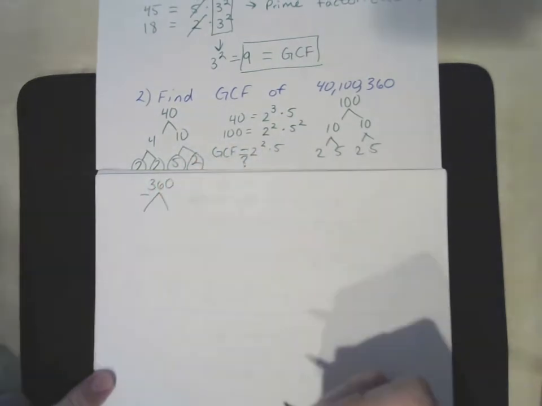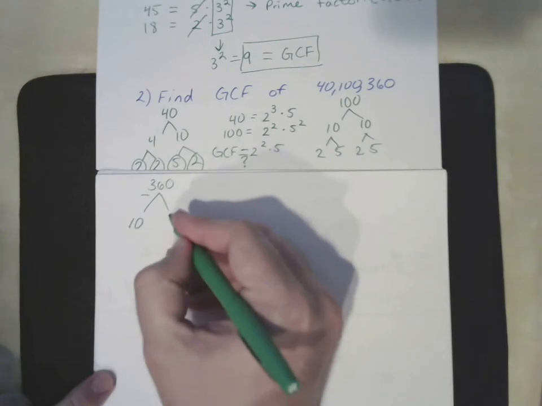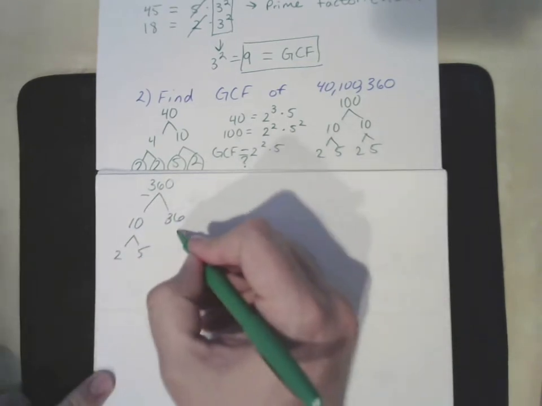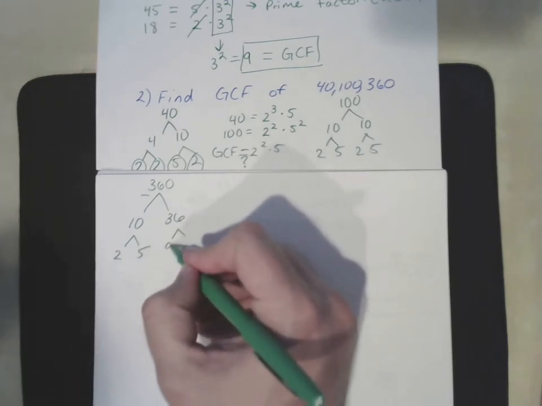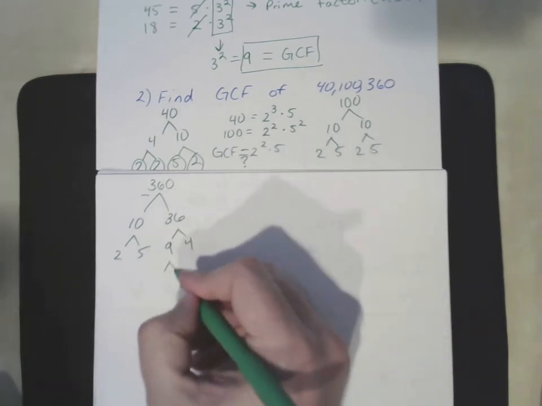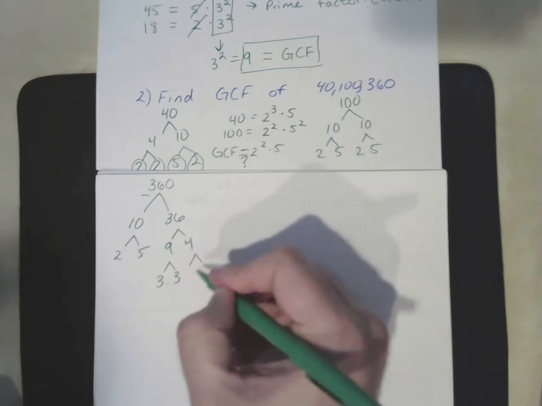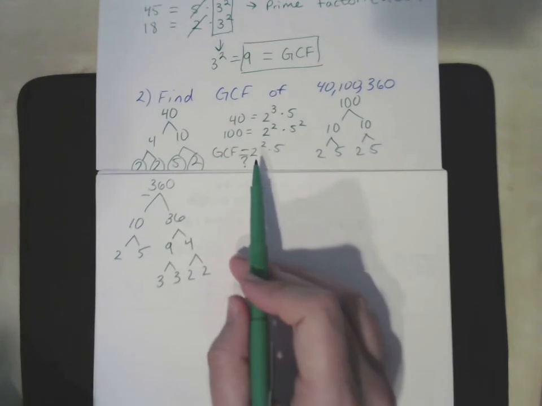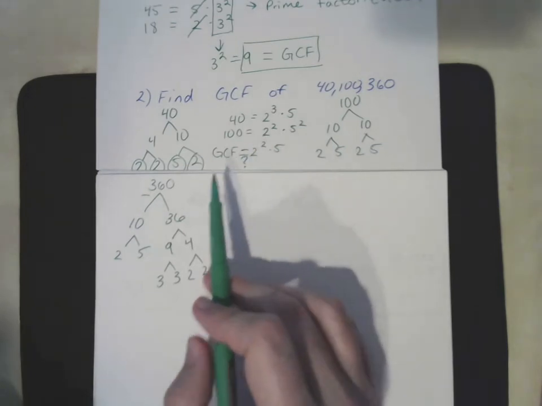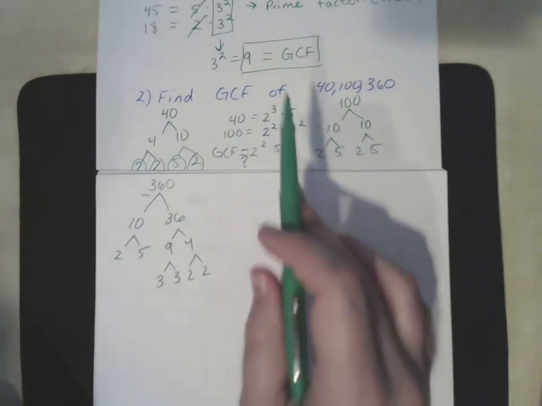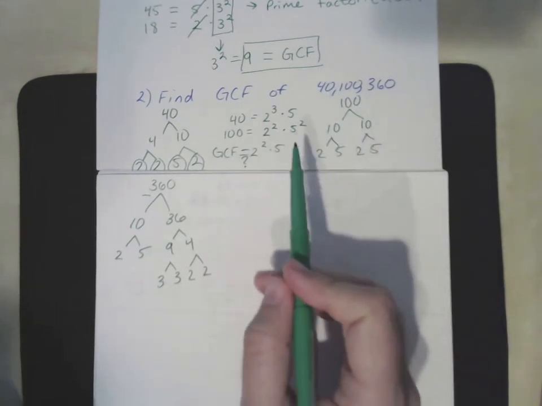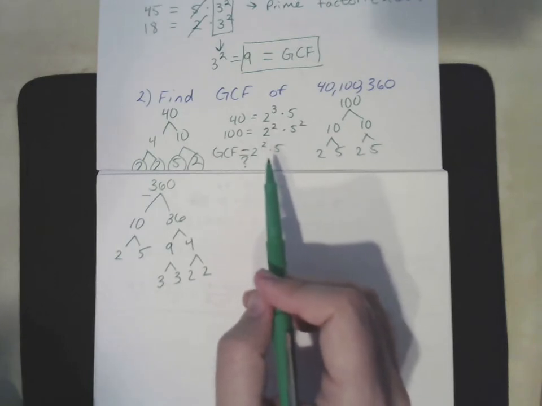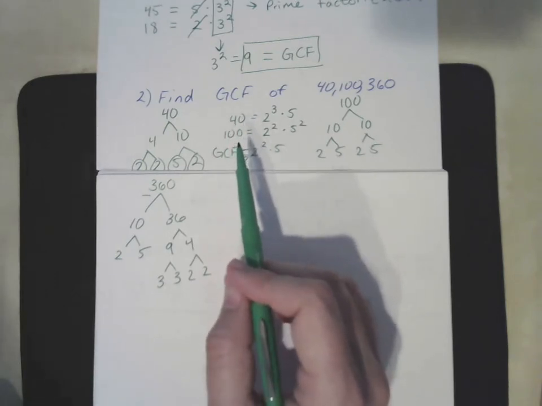the same way we did, 360 I know multiplies 10 and 36. 10 is 2 and 5. 36 is 9 and 4. 9 is 3 and 3. 4 is 2 and 2. So if it divides into all three of these, 40, 100, and 360, it has to divide into this number here, 2 squared times 5, because that's what 40 and 100's GCF is.